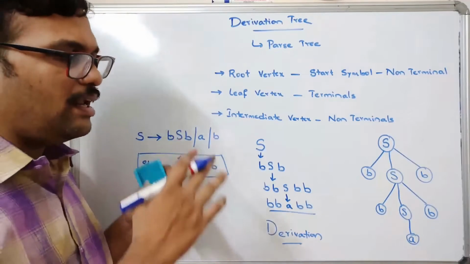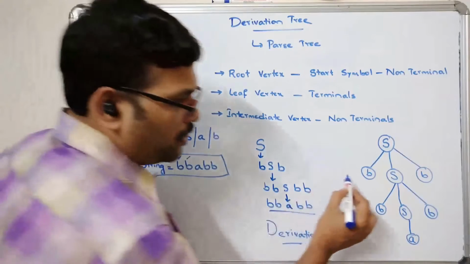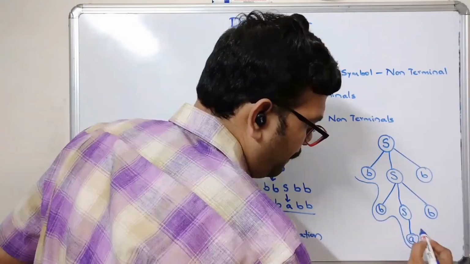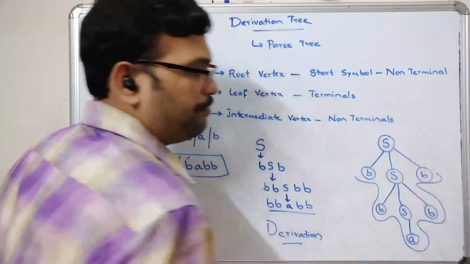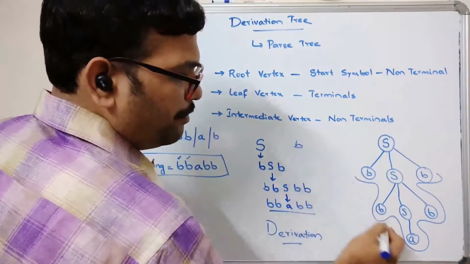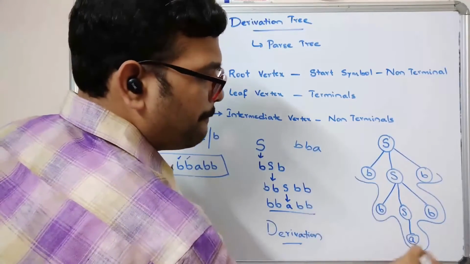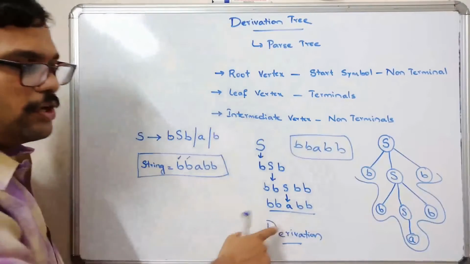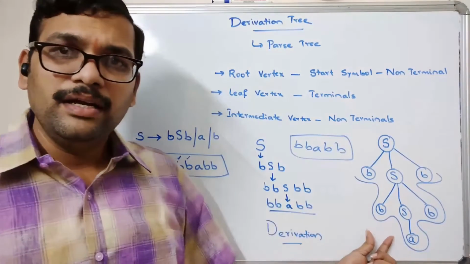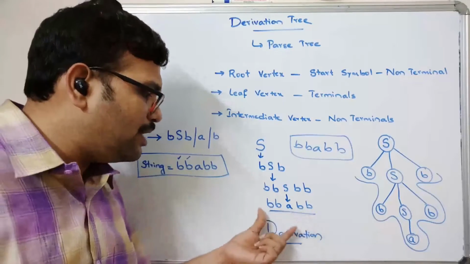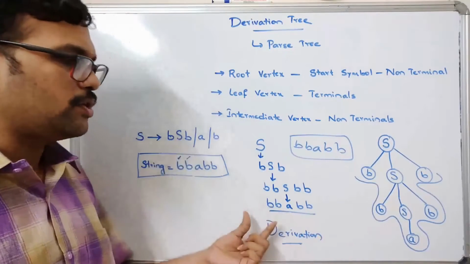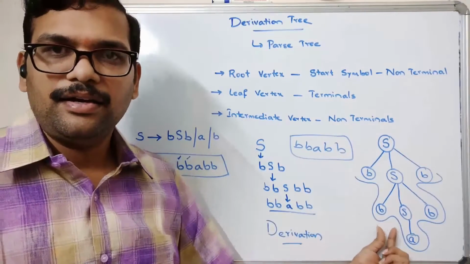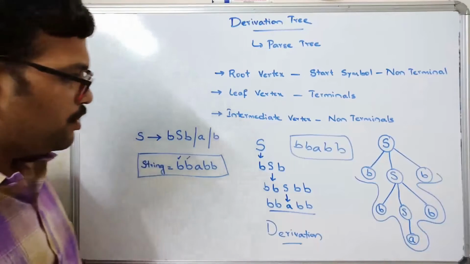Now just read the leaf nodes from left to right. You can observe here B, B, A, B, B. So this is the string, you got this string. In order to draw the derivation tree, it is very easy if you derive the string from the production rules. From this derivation, we can simply write the derivation tree. So hope you understood.